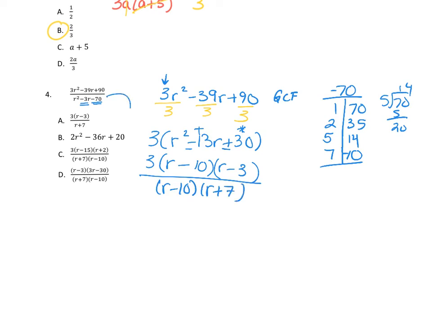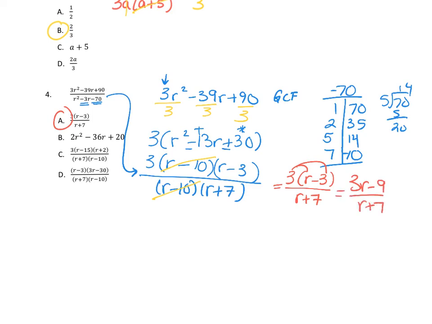So now that I've written it in the factored form, now I can divide. So I can divide r minus 10 and r minus 10. And that's the only thing that's going to divide in this case. So I'm going to be left with 3 times r minus 3 over r plus 7, which is going to be answer choice A. Now, if we were doing this without multiple choice, if you were to distribute it and write your answer as 3r minus 9 over r plus 7, that would be okay too. But since we're doing multiple choice, we want to find the one that matches, which is going to be answer choice A.